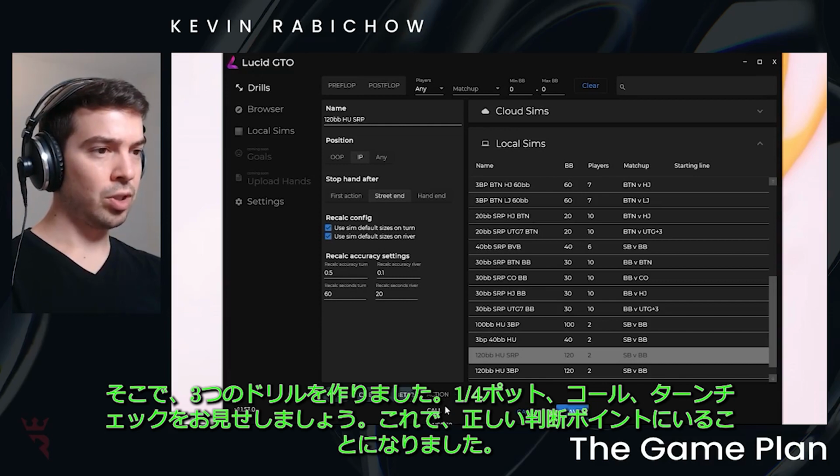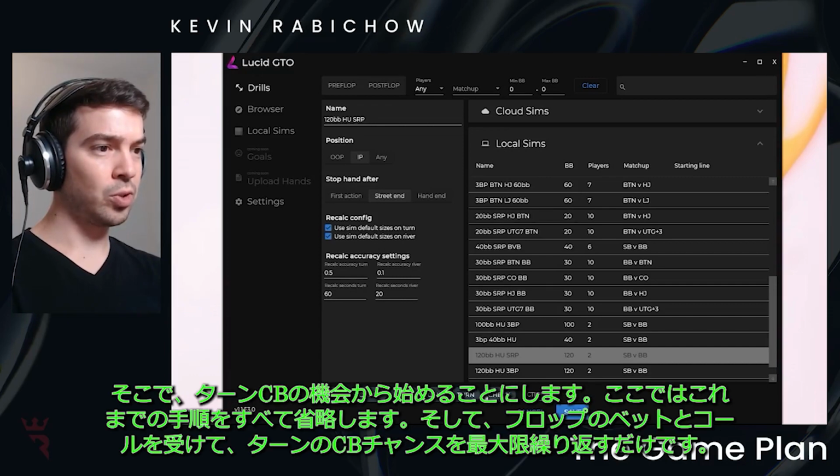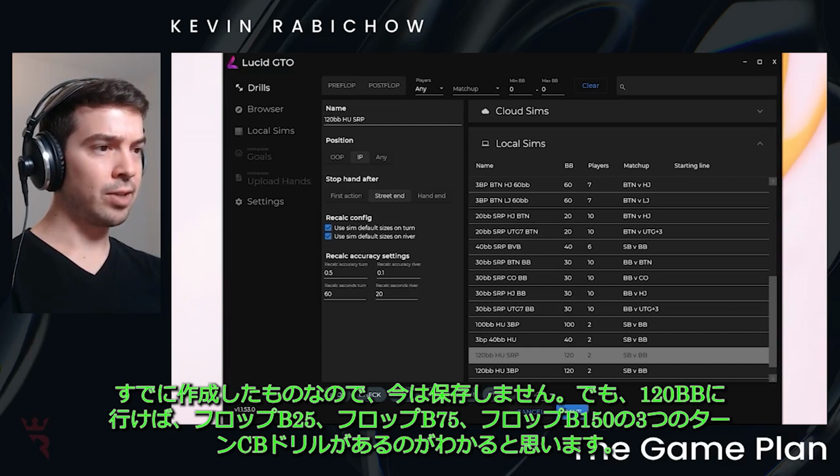I'll just show you, if we wanted quarter pot, call, turn, check. And now we're at the correct decision point. So we're starting from the turn C-bet opportunity. We're skipping all of the previous steps here. And we're just going to get maximum repetitions of the turn C-bet opportunity given the flop bet and the call. So I've already created these. I'm not going to save it right now.